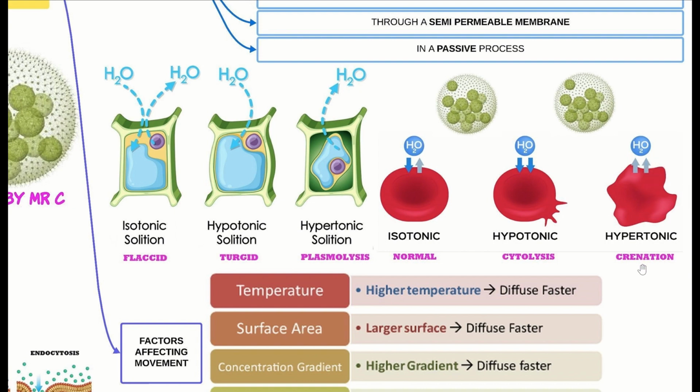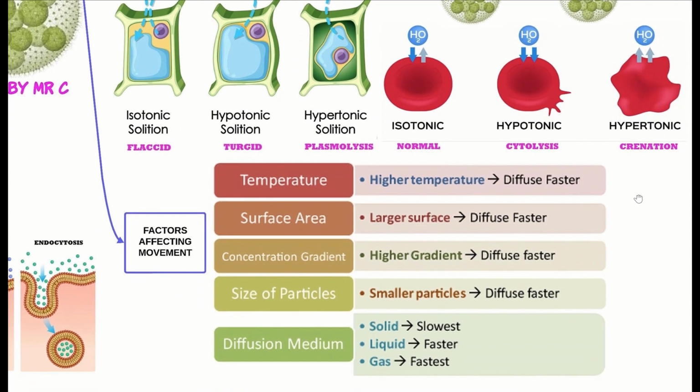If we put an animal cell into a hypertonic solution, water will move out, it will shrivel, and we call that process crenation. As we said before, there are other things that affect the rate of movement into and out of cells, and the first one is temperature. The higher the temperature, the higher the kinetic energy of the molecules, and osmosis will occur at a faster rate. If we've got a larger surface area, there is more area for the movement of particles, and therefore the larger the surface area, the faster the rate of diffusion.